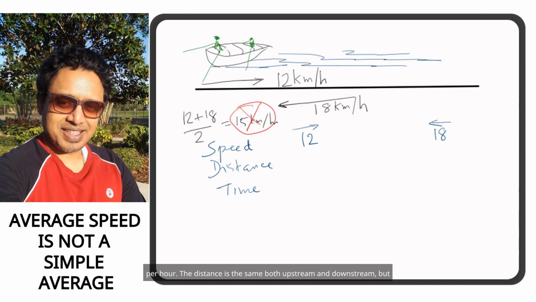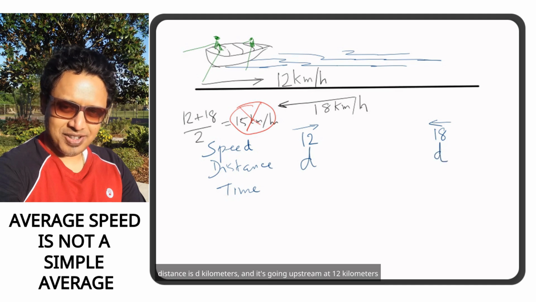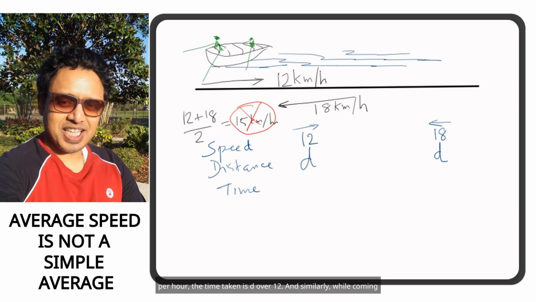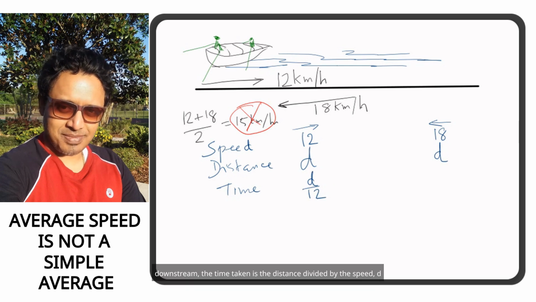The distance is the same both upstream and downstream, but the distance has not been provided. So we are going to assume that the distance is d kilometers. So if the distance is d kilometers and it's going upstream at 12 kilometers per hour, the time taken is d over 12. And similarly, while coming downstream, the time taken is the distance divided by the speed, d over 18.